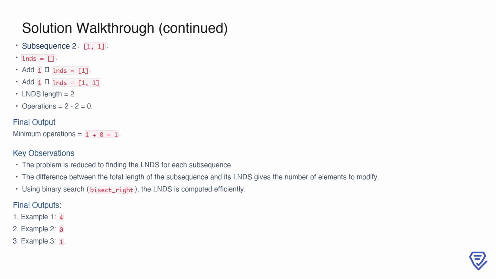To summarize, the key to solving this problem is reducing it to finding the LNDS for each subsequence and calculating how many elements need to be modified to match its length. Using efficient methods like binary search allows us to solve this problem quickly. The final outputs for the examples are 4 for the first, 0 for the second, and 1 for the third.